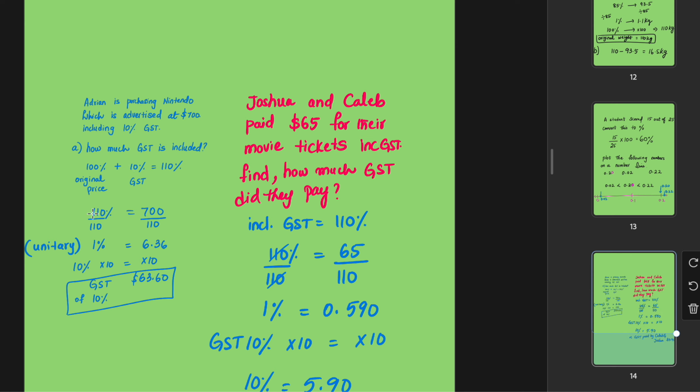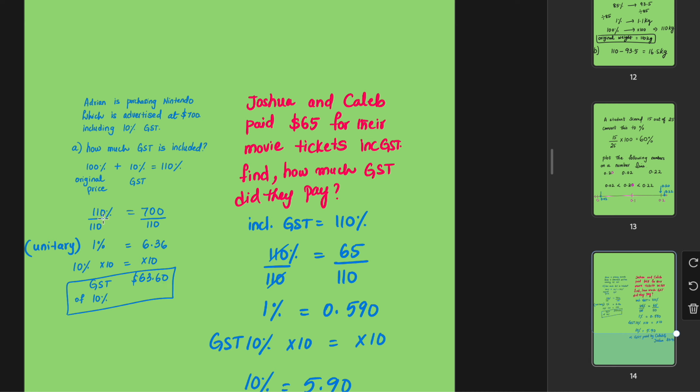So 110% is equal to $700. So divide both sides with 110. So then you would get 1% and then times it with 10. Oh, you just want to figure out the GST. So GST is 10%. That would be 63.60.